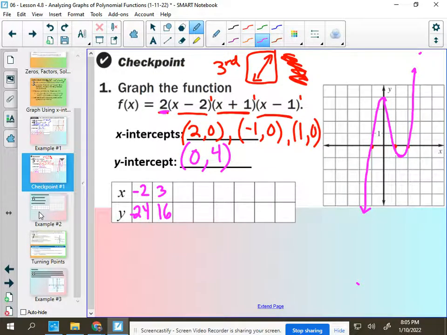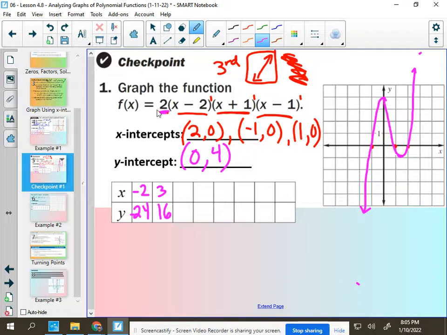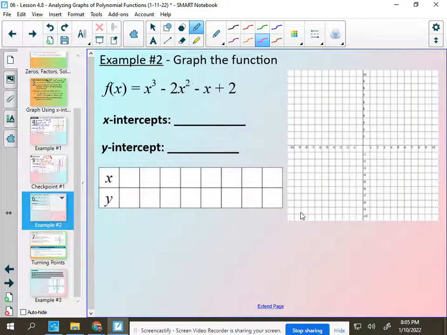What makes it tougher potentially is, oh no, it's not factored. So when I say, hey, what are the x-intercepts? I don't know, right? Where these ones we were able to look at and say 2, -1, 1. That was simple, right?